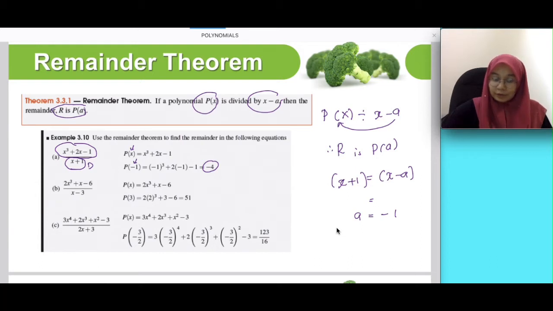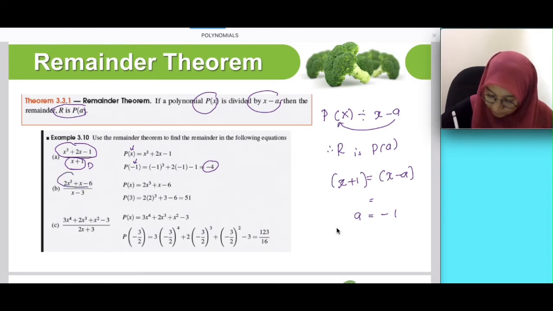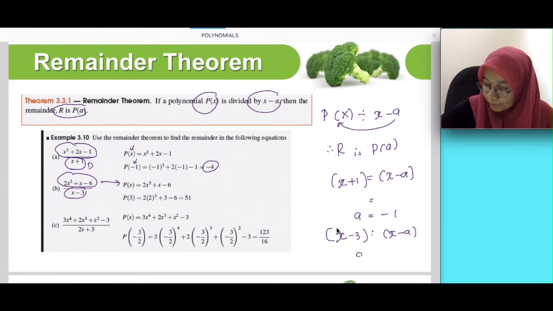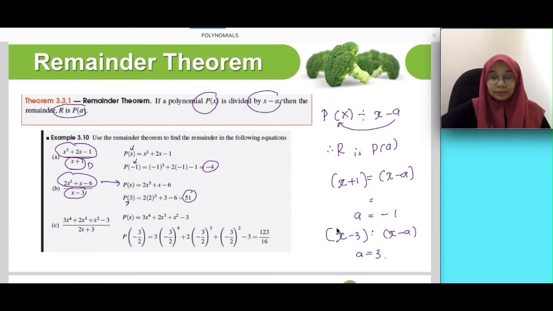Okay, so how about b? 2x cubed plus x minus 6. So this one is the P. 2x cubed plus x minus 6 divided by x minus 3. So x minus 3 compared with x minus a, a is equal to 3. So you substitute x equals 3. You will get the remainder equal to 51.